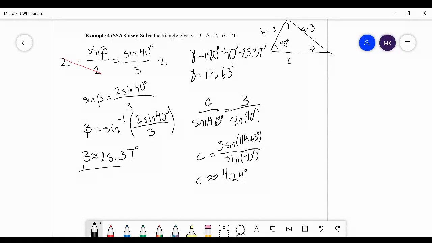There you have it. We have beta, we have c, we have gamma.